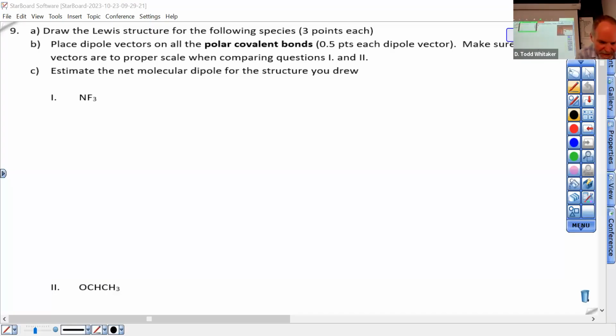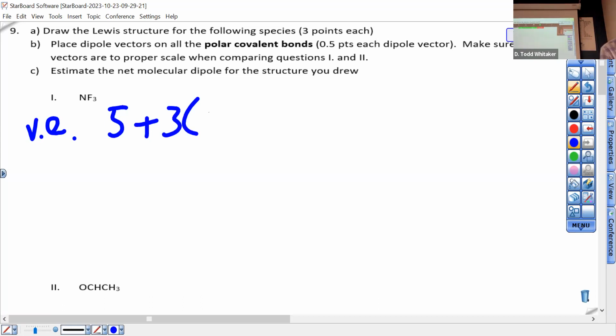Test 2 practice, fall 23. Draw Lewis structures for the following. What does VE stand for? Valence electrons. How many for nitrogen? Roman numeral 5. I have my finger on the screen. Each fluorine is how many? Your Lewis structure better have 26 electrons in it.